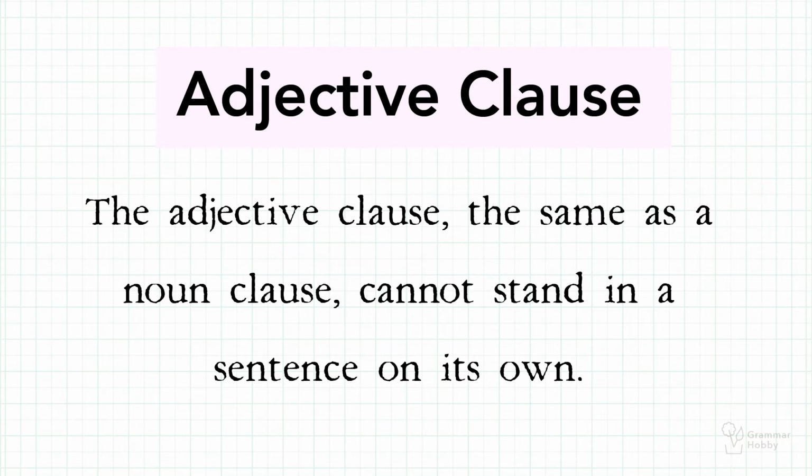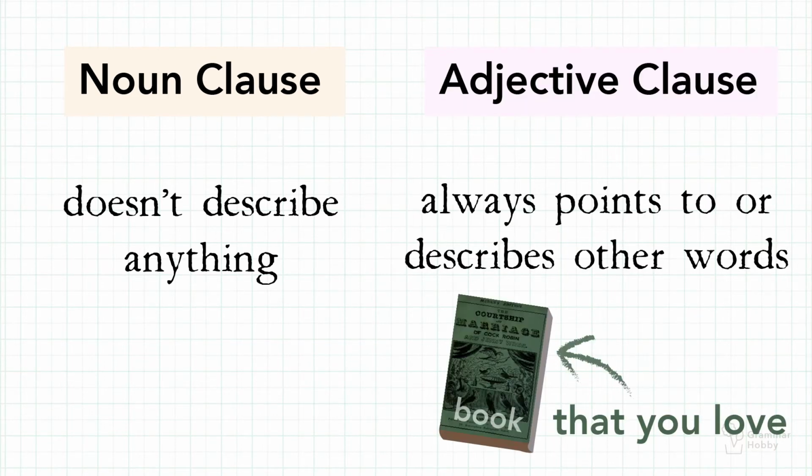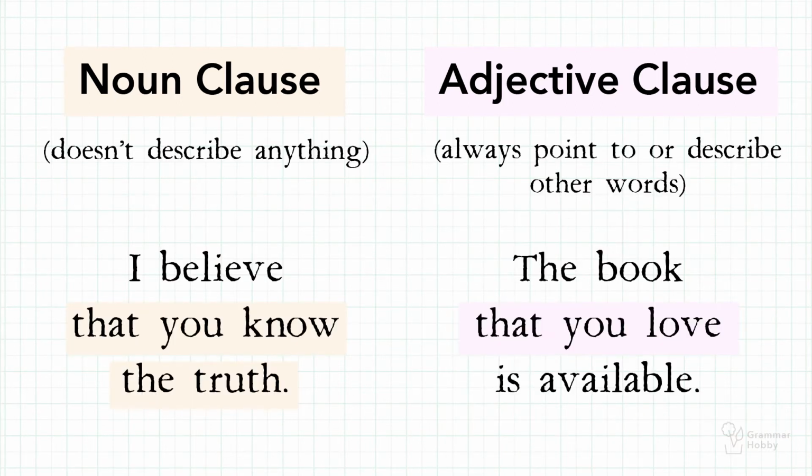And the difference between a noun clause and an adjective clause is that a noun clause doesn't describe anything in a sentence. It only serves like how a noun serves. The adjective clause, on the other hand, always points to or describes other words in a sentence. Let me give you an example to compare the difference between a noun clause and an adjective clause.